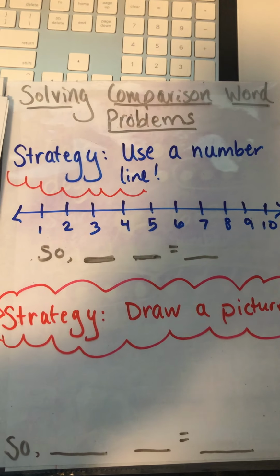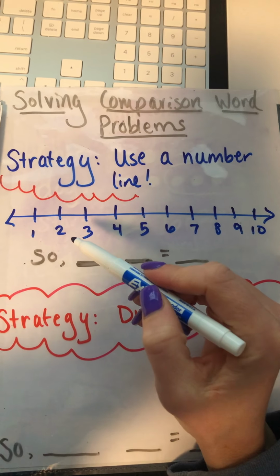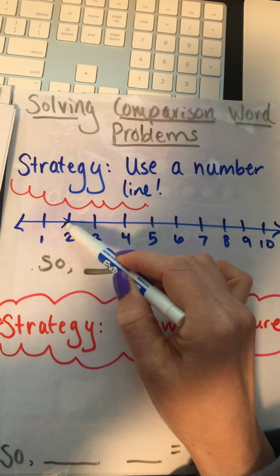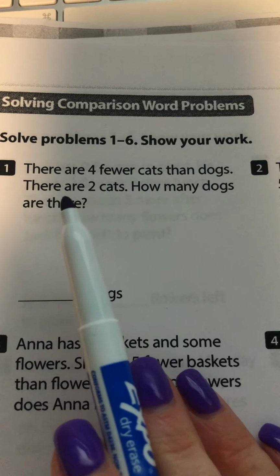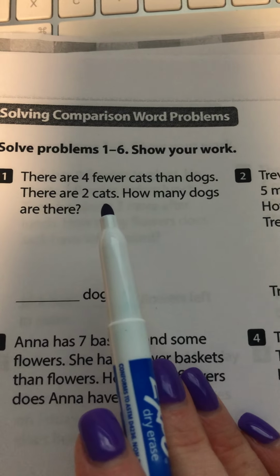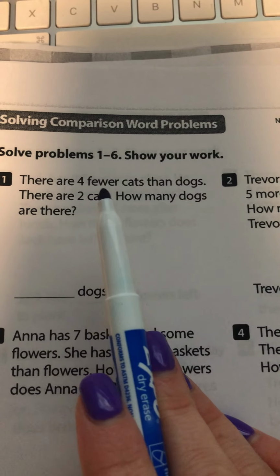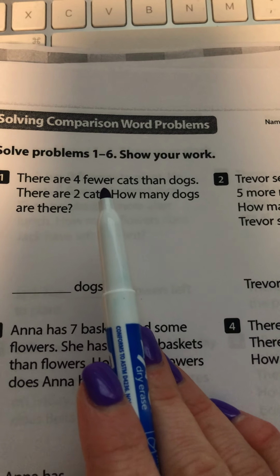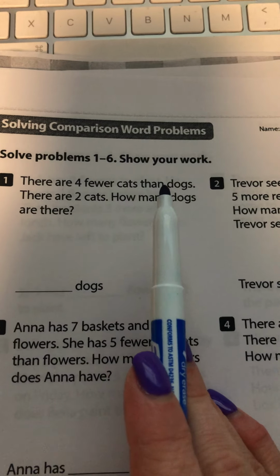We know that the problem said that there are how many cats? 2 cats. So I'm going to find on my number line the number 2 and just mark an X for 2. Then I'm going to go back and reread the problem and see. There are 2 cats, so I marked that on my number line. Good. Now it says there are 4 fewer cats than dogs. So fewer means less. So I know that there are less cats than dogs. So how many more dogs are there?